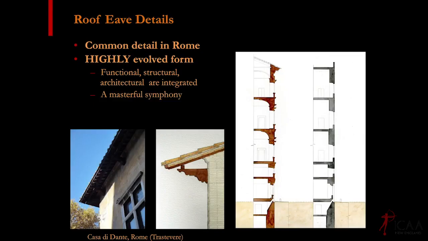This is Casa di Dante in the Trastevere neighborhood of Rome, and this is a section of this same detail. So what you're seeing here, essentially, these are the attic floor beams or the bottom chord of attic roof truss that project out here and here.